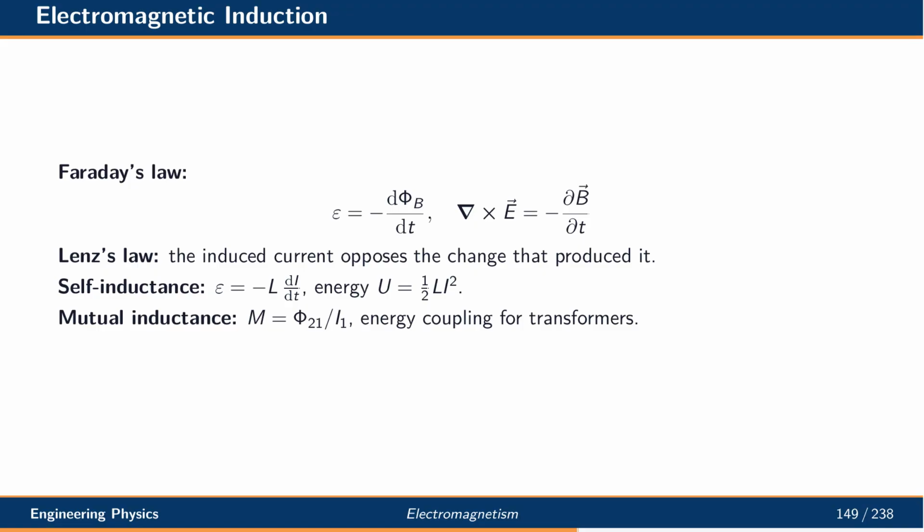Faraday's law states that an electromotive force is induced whenever the magnetic flux through a circuit changes. The induced EMF equals the negative time derivative of the flux. Lenz's law captures the sign: the induced current opposes the change that produced it. Self-inductance describes the back EMF in a single coil, with stored energy proportional to current squared. Mutual inductance couples two circuits and is the basis of transformers. These laws together underpin generators, motors.